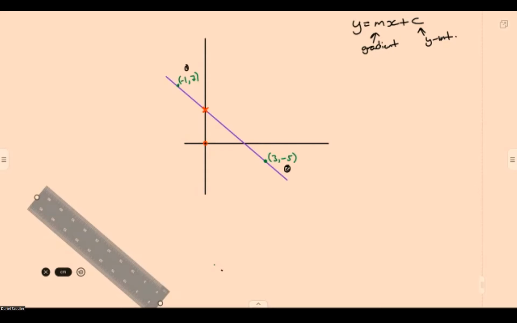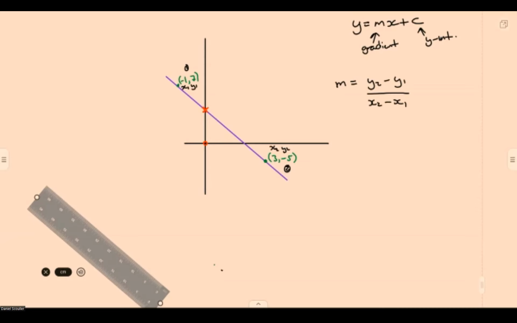But that just lets us know where our x coordinate and our y coordinate are going to come from when we're working out the gradient. So remember the letter m we use for gradient. The equation for that is y2 minus y1 over x2 minus x1. That's x1, y1, x2, y2.